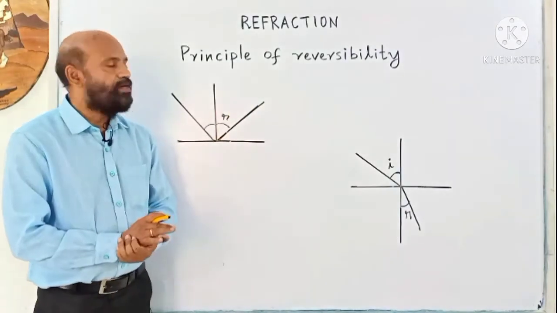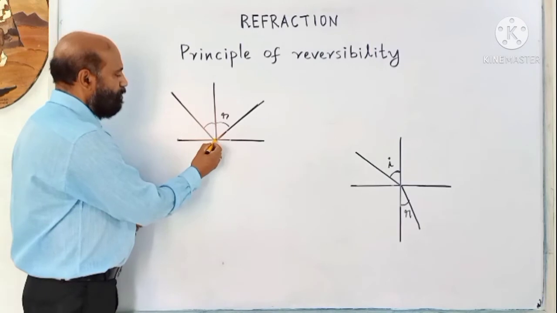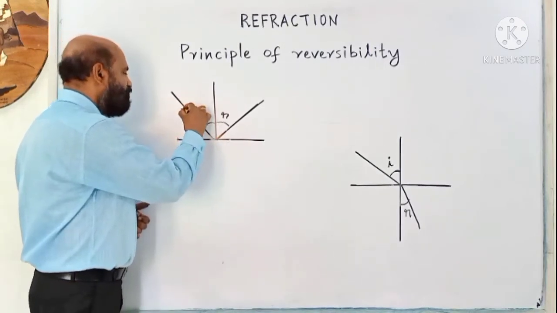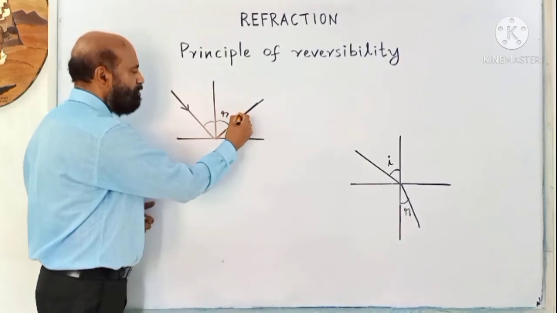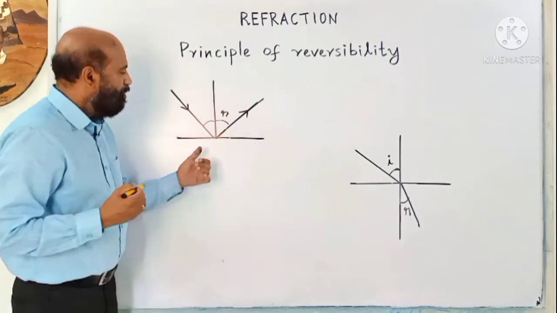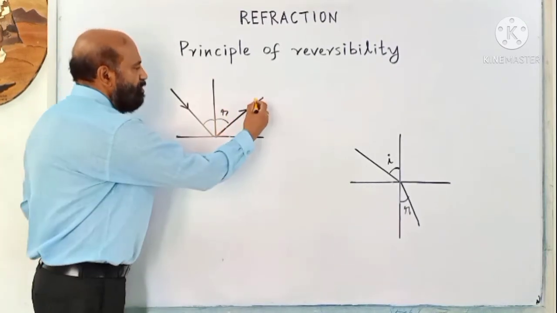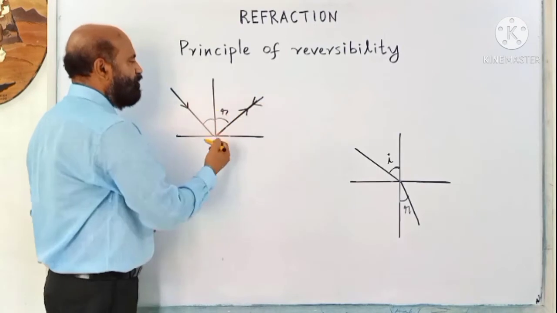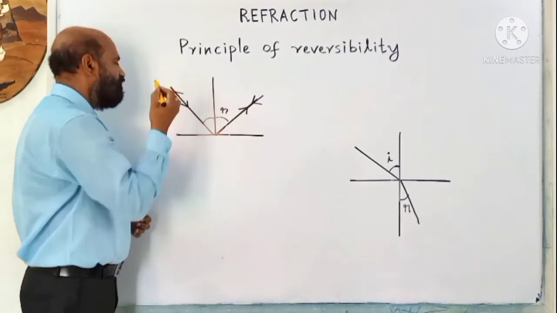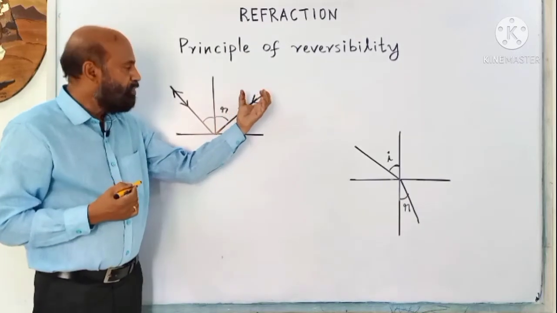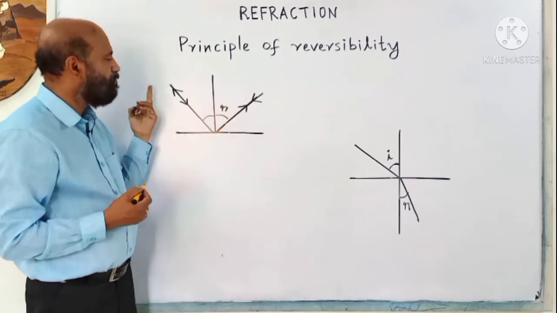Principle of reversibility. Here light is falling at this point, so this is the incident ray. After the reflection, it is passing along this direction. Now suppose we reverse the direction. If light is coming in this direction, it will go along this direction. So if the direction of travel is reversed, it will follow exactly the same path.